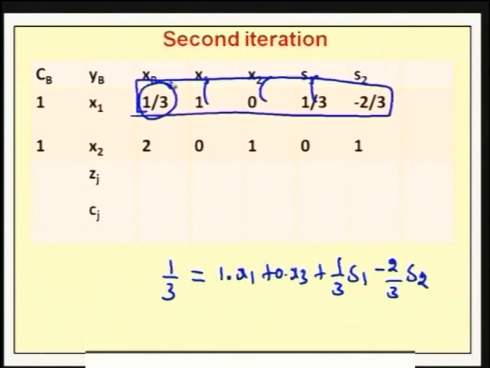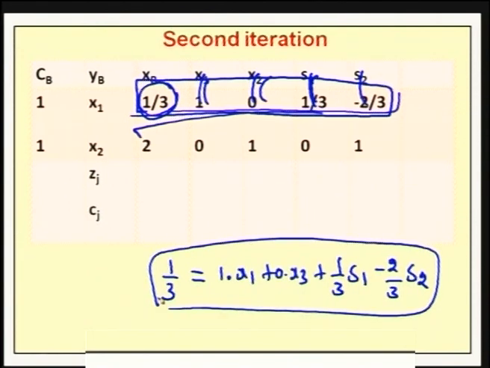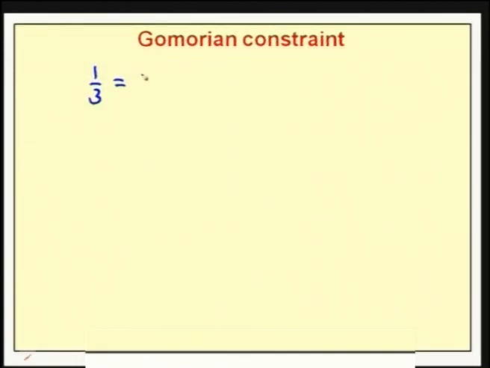For that, the non-integer value is 1 by 3 for x1. Therefore, the corresponding row is called the source row. From the source row, we have 1 by 3 equal to 1 into x1 plus 0 into x2 plus 1 by 3 into s1 minus 2 by 3 into s2. So, this is the equation we obtain from the source row.